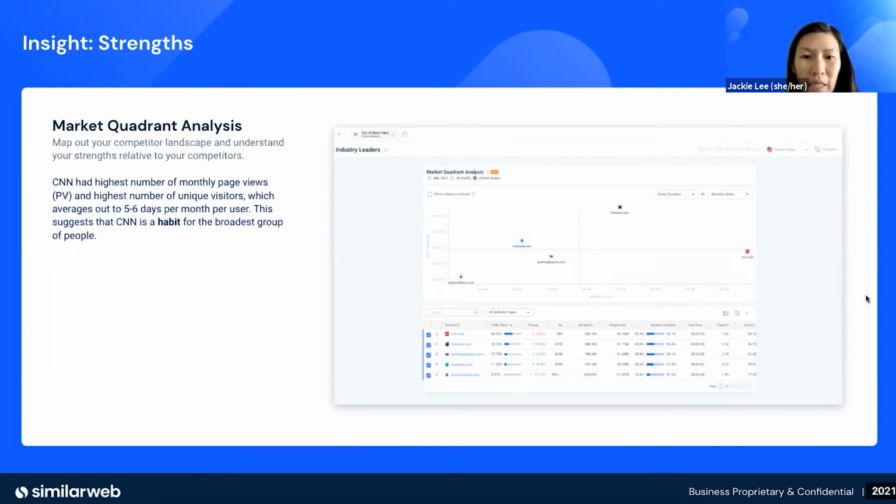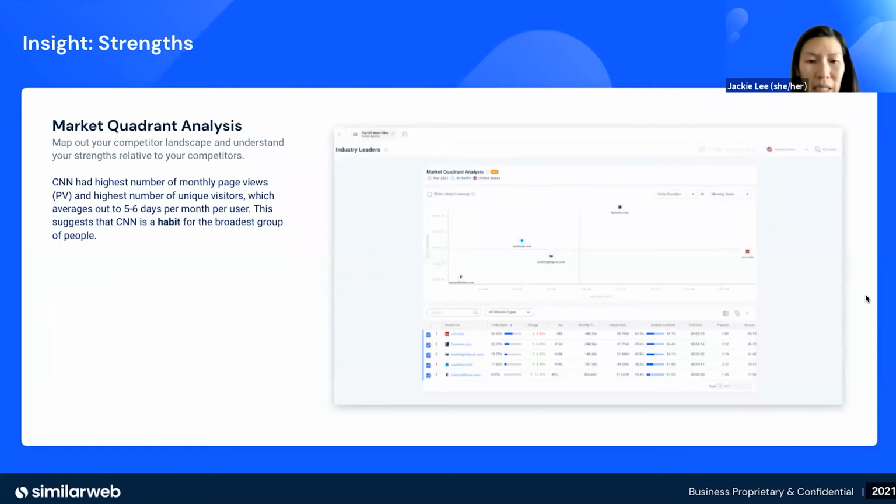What we chose here as our X and Y axes is monthly visits and monthly page views. As you can see from this screenshot, CNN is all the way over on the right-hand side, which is a really positive place to be. What this means is that CNN had the highest number of monthly page views.